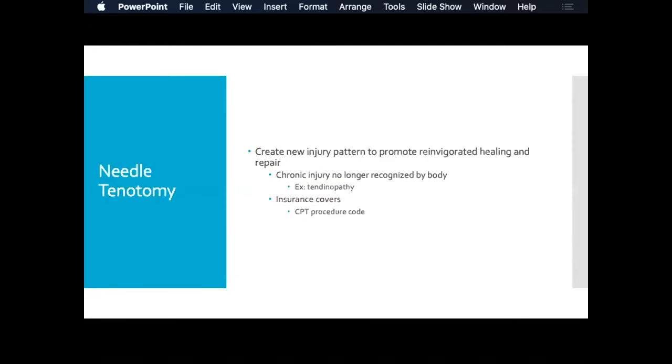So needle tenotomy. The premise behind this is creating a new injury pattern to promote reinvigorated healing and repair. You can use this in conjunction with lidocaine, so you're sort of using it like prolotherapy as well. This is good for chronic injury that's no longer recognized by the body, like tendinopathy. A patient has dealt with something for so long, but they've ignored it, and their body starts to ignore it. When you use this, you remind the body that the injury is present and it needs to come address it. Insurance does cover this using CPT procedure codes.